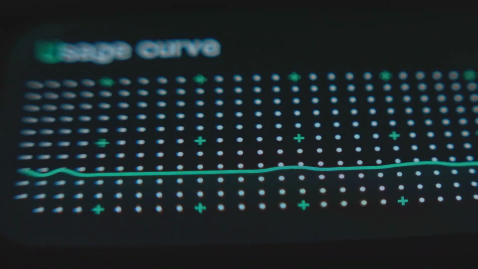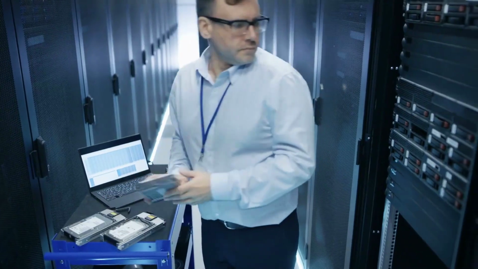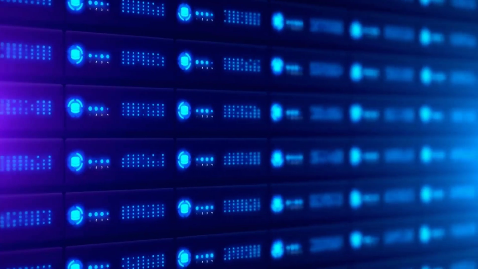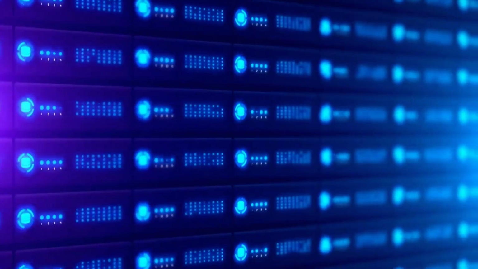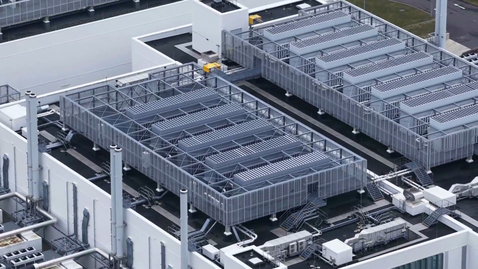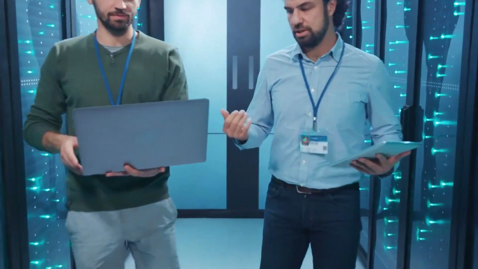HBM4 achieves this massive throughput at lower clock speeds than HBM3E, making it more power efficient per bit transferred. That's critical because power consumption is now one of the biggest constraints in AI data centers. Micron's HBM4 features over 20% better power efficiency compared to their previous generation HBM3E products.